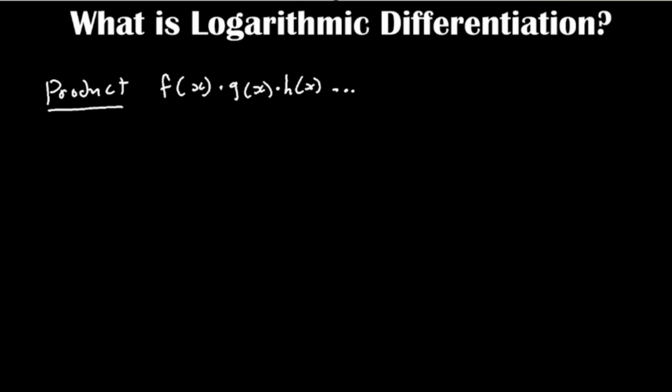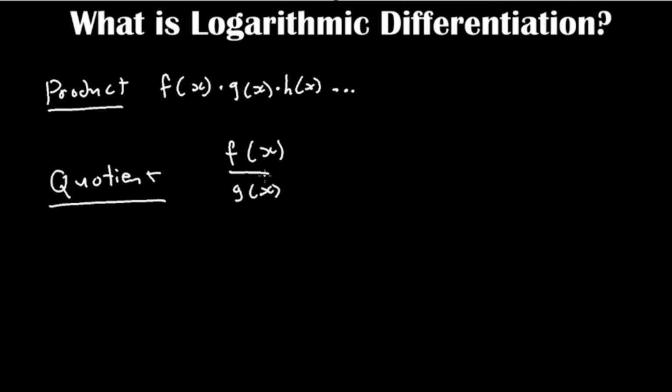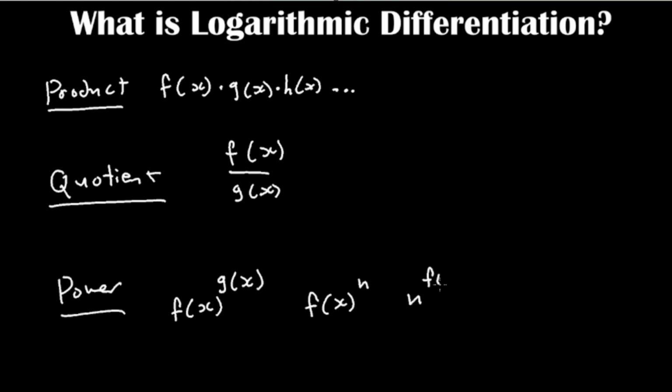The other case where you need logarithmic differentiation is if you have a quotient. Like f of x over g of x, and these quotients themselves might even be pretty complicated. And then the final case where you would need it is if you have a power of functions, or functions raised to each other. What I mean by that is if you have something like f of x to the g of x, we know how to differentiate f of x to the n and n to the f of x, but we don't know how to differentiate this.